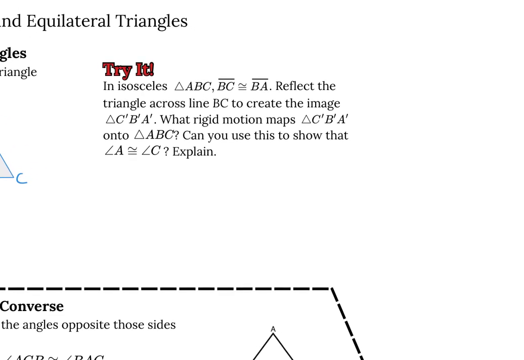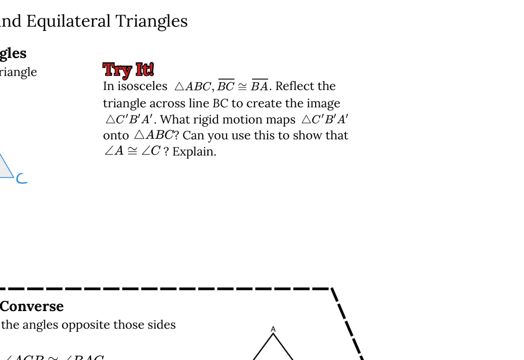All right, or try it in isosceles triangle ABC. BC is congruent to BA. Reflect the triangle across BC to create an image, C prime, B prime, A prime. What rigid motion maps C prime, B prime, A prime onto ABC? And we want to use that to show that angle A is congruent to angle C.